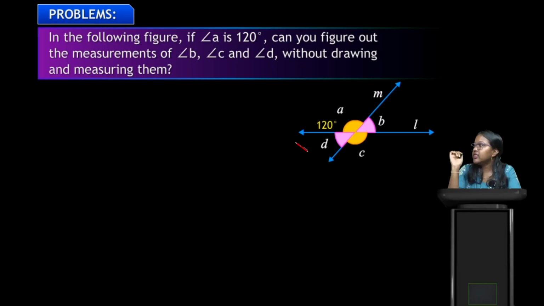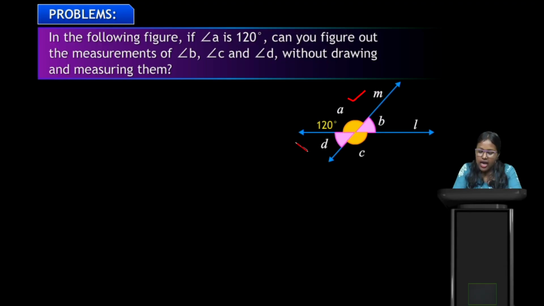Let's see some more problems. In the following figure, if angle A is 120, can you figure out the measurements of angle B, C, D without drawing and measuring them? Like the previous question only. I think all of you can try on your own and give the answer.